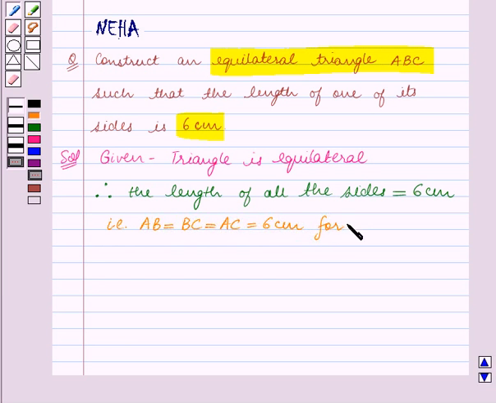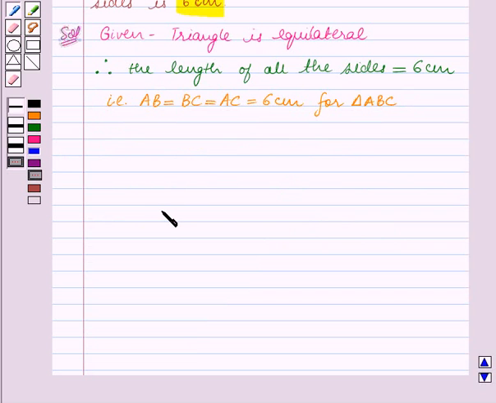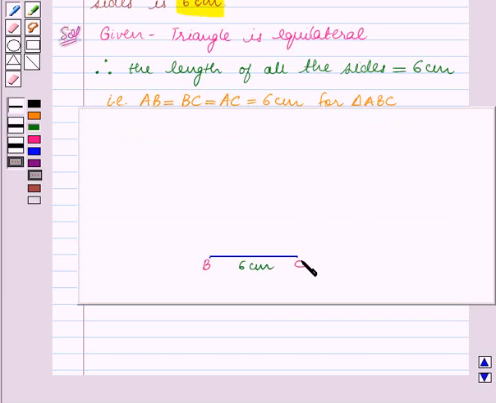For triangle ABC, we have to construct a triangle ABC in which the length of all the three sides is equal to 6 centimeters. We shall write down the steps of construction now. Step 1 is draw a line segment BC which is equal to 6 centimeters. So we have drawn a line segment BC of length 6 centimeters.